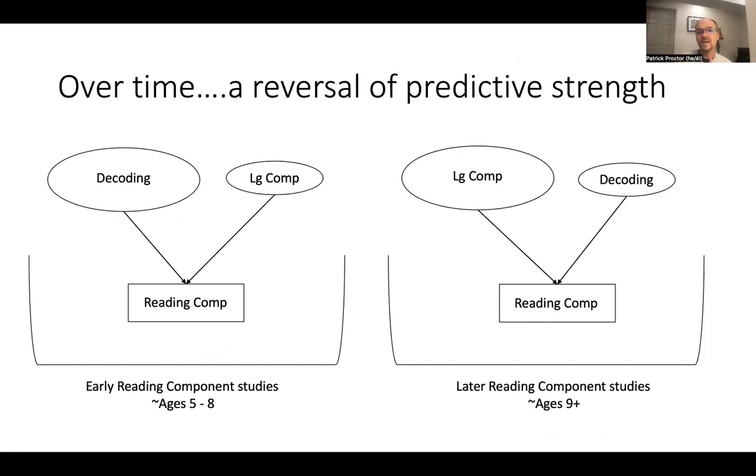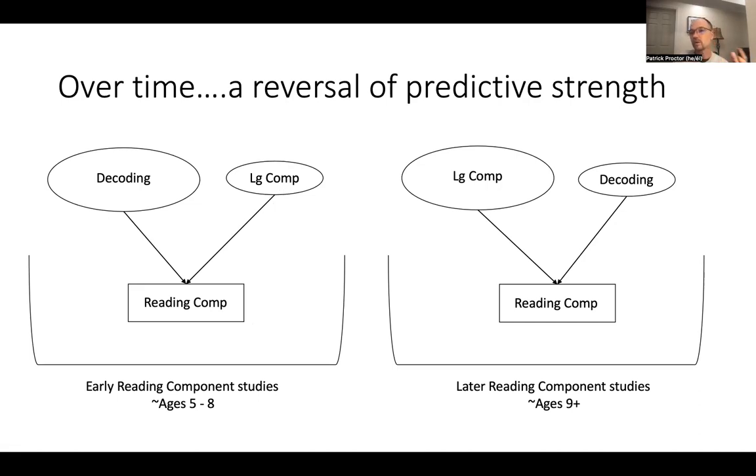Last thing on this, over time, this is the developmental part of the simple view that's very important to take away. Over time, there's a reversal of the predictive strength of decoding versus language in the reading process. So for little kids, early reading component studies will show kids ages 5 through 8, if you're looking at how much variance is explained in an outcome, like in a reading comprehension outcome, you'll find that decoding explains a whole lot more variation in reading comprehension outcomes than language does with the little kids.